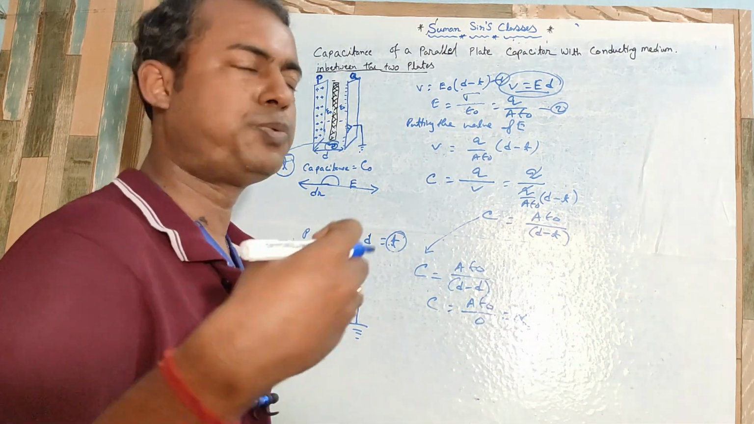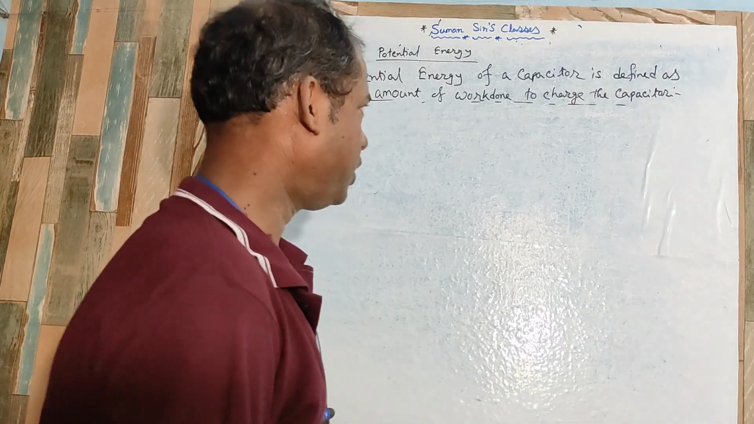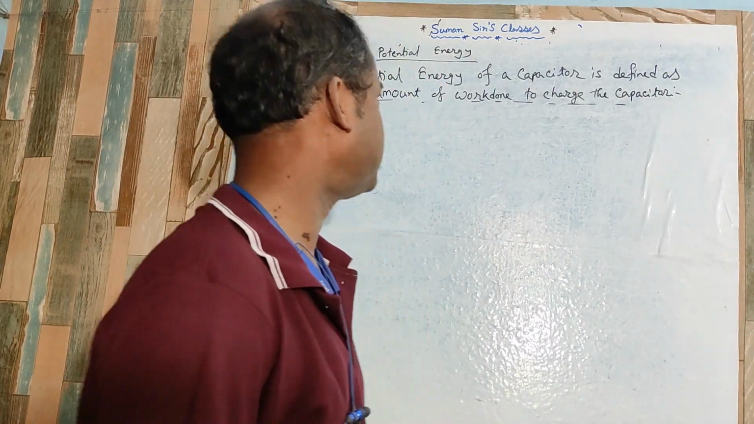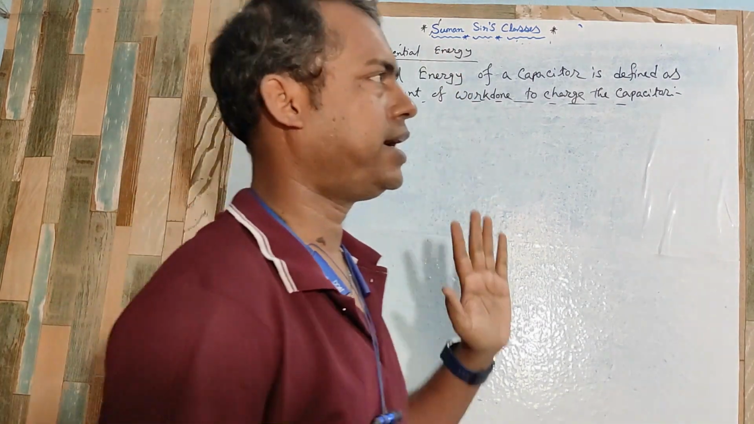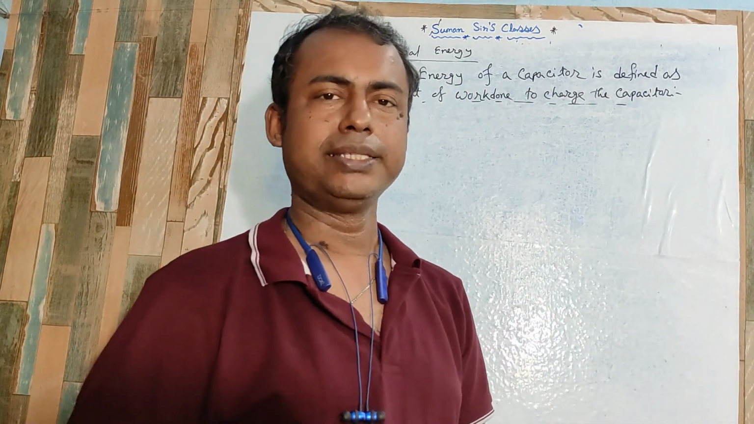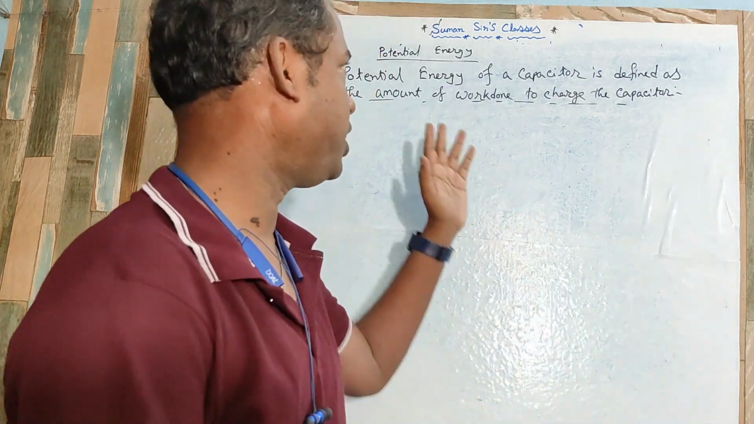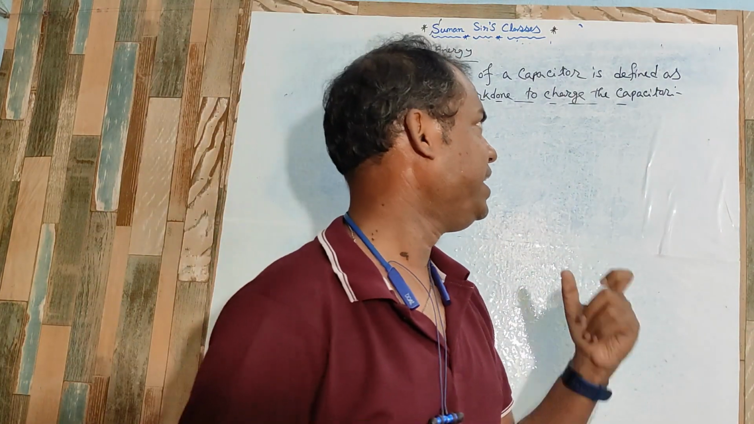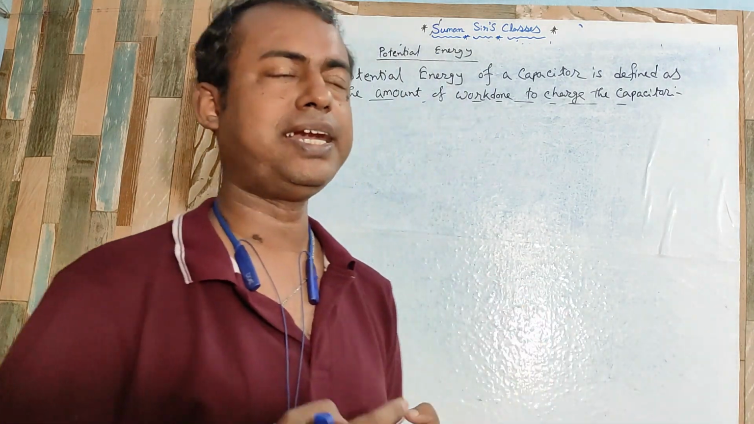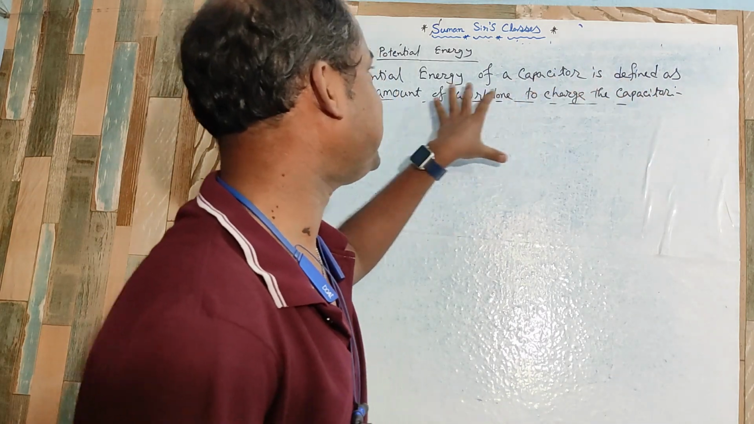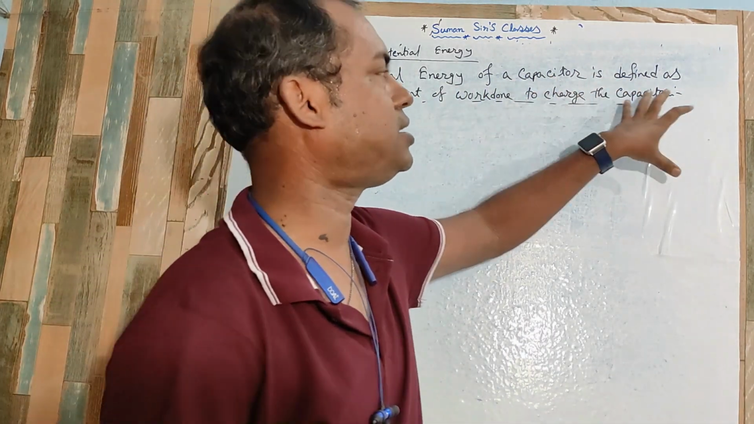Okay, now we move to the next part, that is the potential energy. Now we discuss this part. What is potential energy? Generally we know that mechanical energy can be divided into two parts, potential energy and kinetic energy. For a capacitor, the potential energy is defined as the amount of work done to charge the capacitor.